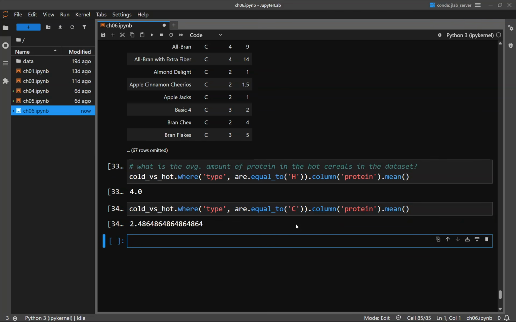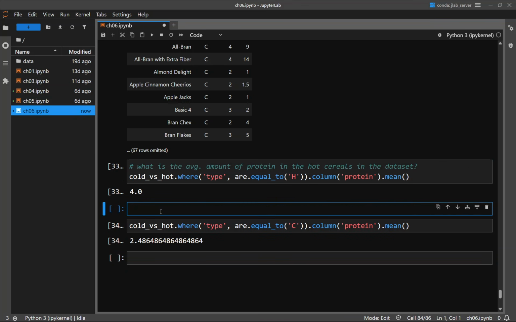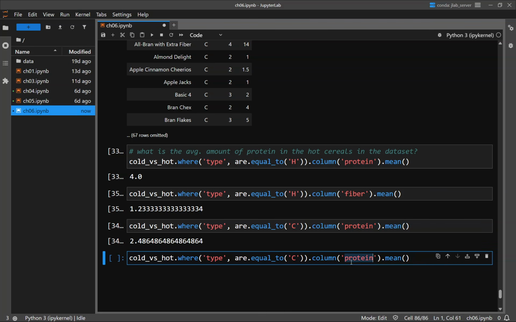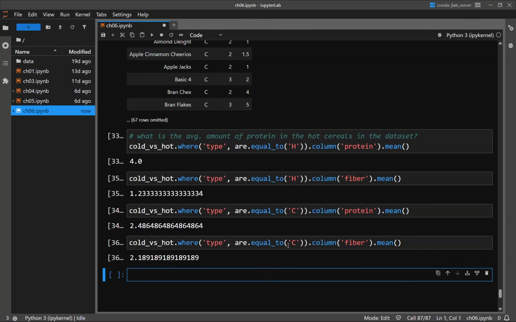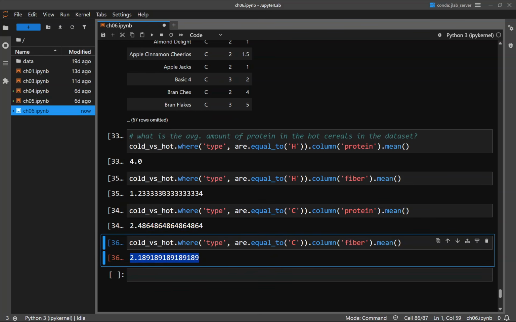And it looks like they have a little bit less. That's interesting. All right. I like that. And we do the same for fiber. Put fiber down here. Average fiber for hot cereals. Average fiber for cold cereals. And so it looks like, interestingly enough, there is less protein on average in a cold cereal, but there is more fiber on average in a cold cereal, and I feel like it's the brands that are helping that move that number up, probably. So that's interesting to think about.